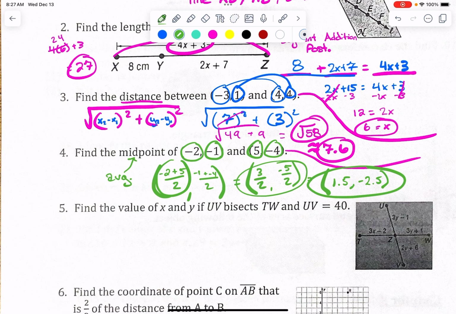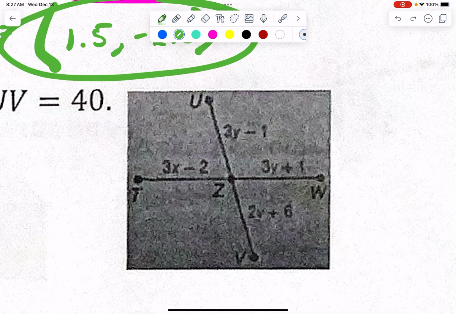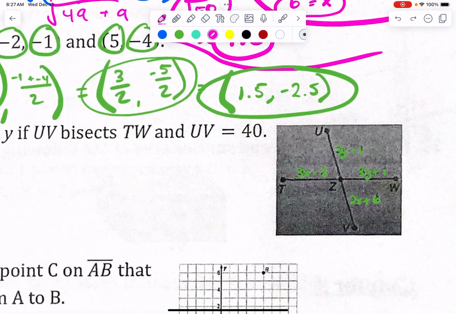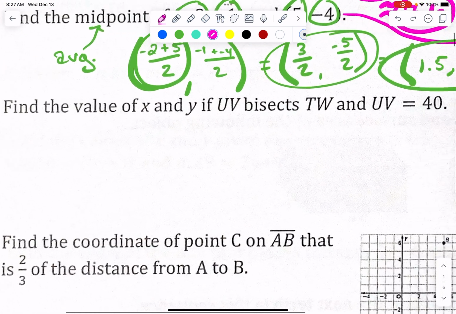There is some really important information in here, so we have to read this all the way through and then look at the diagram and see what they're saying. I think this is 2x plus 6, and this is 3y plus 1. They're talking about the segments. From here to here is 3y minus 1, and from here to here is 3y plus 1, etc. That's what those segments are. It says find the value of x and y.